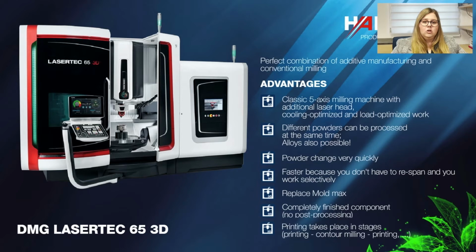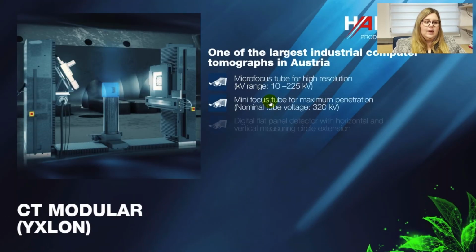The powders can be exchanged very quickly, and especially when compared to a conventional metal printer, this is an advantage because it is much faster. Also, we can work more quickly because we don't have to re-clamp, and we can work selectively. We can also repair molds. This is particularly interesting for mold making. And the components from LaserTech are completely finished, so no post-processing is required. That is because this is a layer-wise principle. So we always print, then we mill the contours and the edges, then again we print, and then we mill.